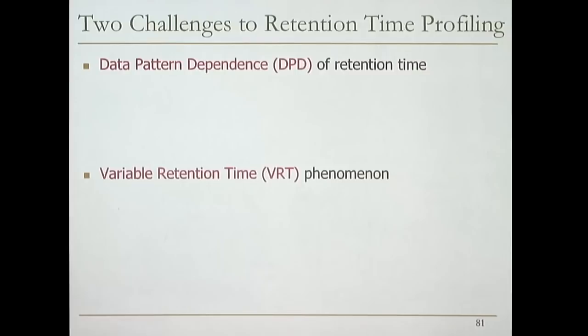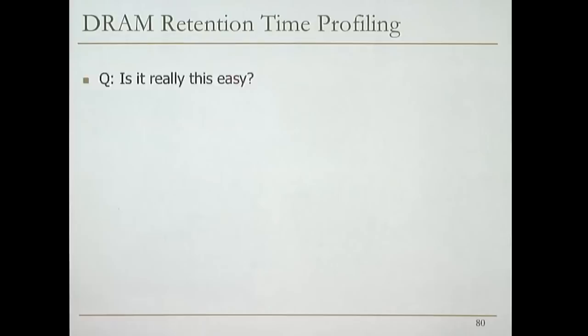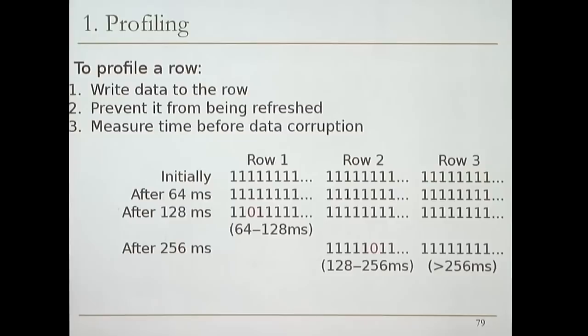Why? There are two big challenges to this. And I'm not going to go into the detail a lot over here. One challenge is the data pattern dependence of retention time. I showed you over here once, you write all ones. Okay, you get some retention time, but if you write all zeros, you get some other retention time. If you write 10101010, you get some other retention time. If you write some other pattern, which could be a lot of patterns if you can imagine, right? Actually, if you have an 8-kilobyte row, it's 2^8 kilobytes, whatever that value is.